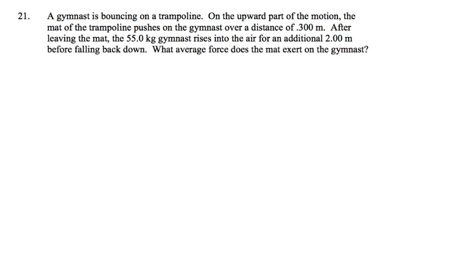All right, so the key when you're doing a problem like this is determining where I am going to start the motion and where I am going to end. It says a gymnast is bouncing on a trampoline. On the upward part of the motion, the mat of the trampoline pushes on the gymnast over a distance of 0.300 meters. Because they're giving me that number, I probably want to begin before that happened so that it will be part of my equation.